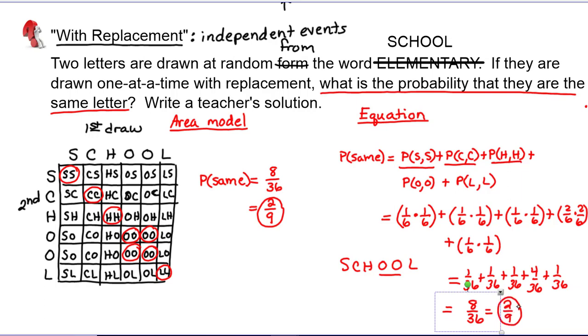Okay, in the next video, I'm going to show you how to find it when we are not putting the letters back and they become a dependent event.